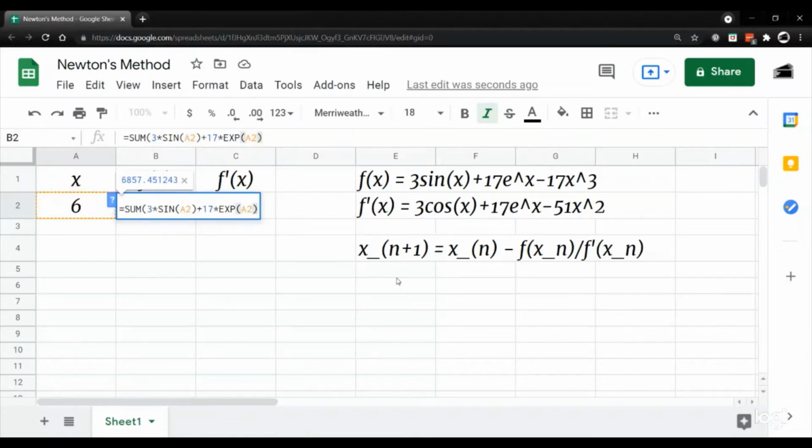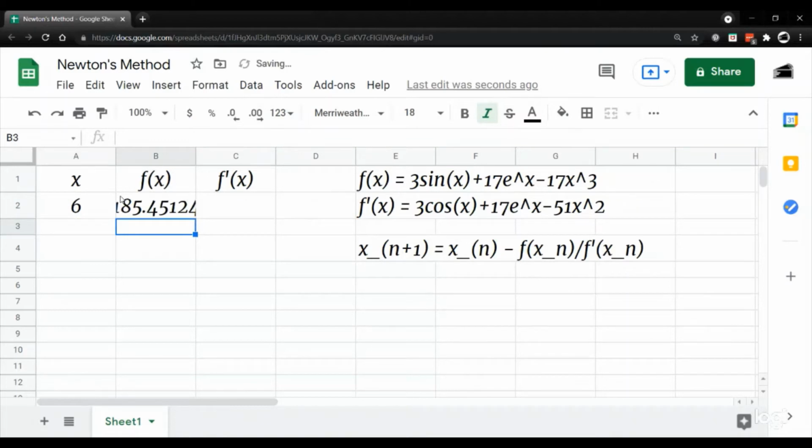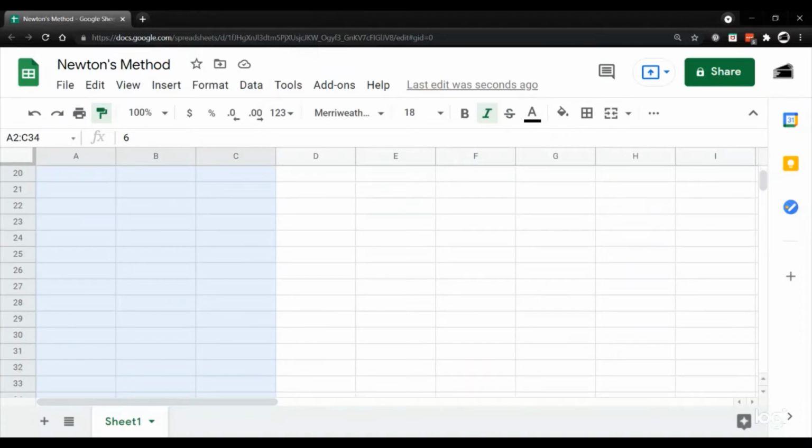And then we have minus 17 times x cubed, so times this to the 3. And then we can close the parenthesis and click enter, and that is going to compute that. Let's change the size of this one a bit. There we go. And let's actually change all of those sizes. There we go.